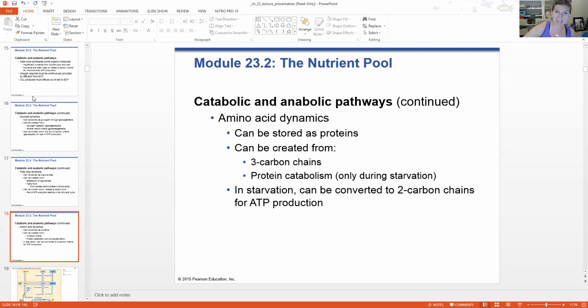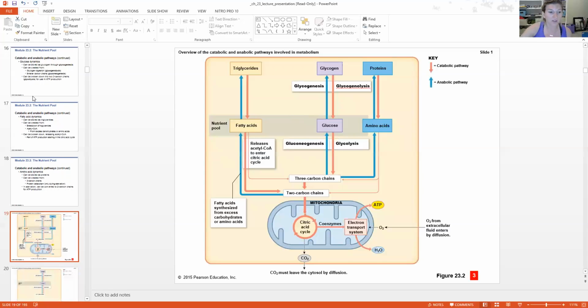But in a starvation setting, your body can use protein as an energy source by creating these 2-carbon compounds that are then used to produce ATP. So here's the whole breakdown. And again, the next couple of slides break this into individual parts. This is showing you the exchange. Triglycerides and fatty acids can be made and broken down, right? Glycogen and glucose can be made and broken down. Proteins and amino acids can be made and broken down. Fatty acids can be converted into 3 carbon chains or 2 carbon chains. Glucose can be converted into 3 carbon chains. And likewise, these 3 carbon chains can be converted back into glucose, and so on and so forth.